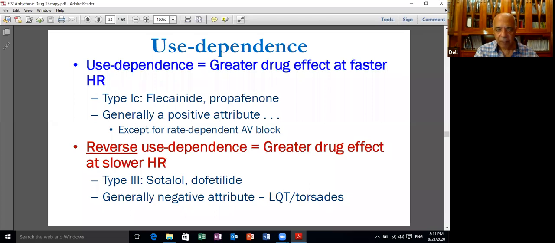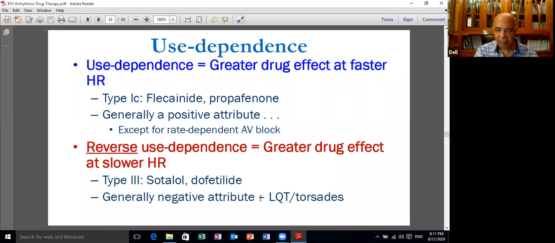And here the problem is not in the detachment, it is in the attachment. So if you attach the drug, you need time. If you slow the heart rate, you have ample time, the drug gets attached to the channel and produces a greater effect. It's a phenomenon of class 3 antiarrhythmic drugs, including amiodarone.